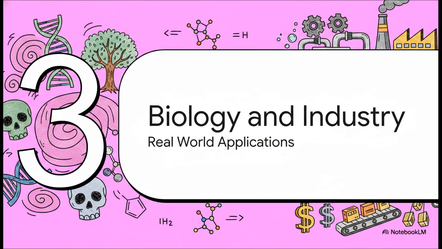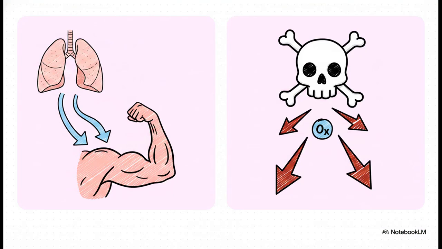Okay, guys, Section 3. Real world, biology, and industry. Let's talk about why this actually matters for life, death, and massive industrial profit. In our own bodies, equilibrium literally dictates survival. Hemoglobin binding with O2 is a critical equilibrium for transporting oxygen from our lungs straight to our muscles. That is life.